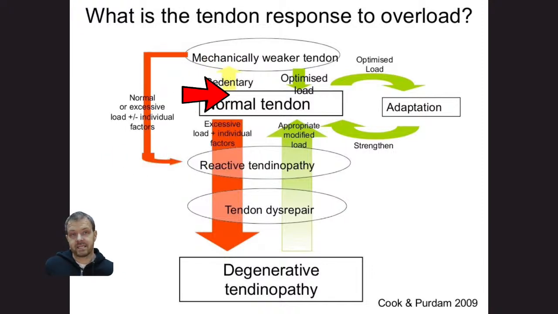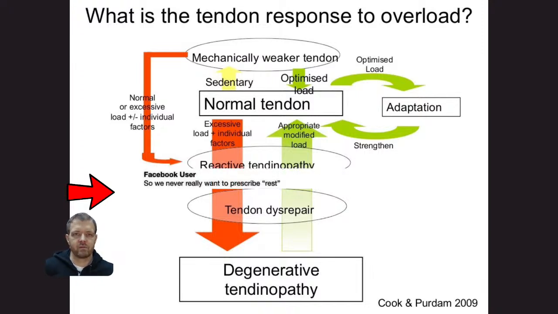So instead of being sedentary, we want to optimally load the tendon, which is weird for them to get their head around, because they think, well, if it's hurting, why would I want to do anything? Well, actually, if you do stuff, it eases the problem, because your tendon will adapt. So that takes a bit of convincing. If they've been sedentary, then we need to load them optimally and then back into this loop again. So that's a nice diagram to show them.